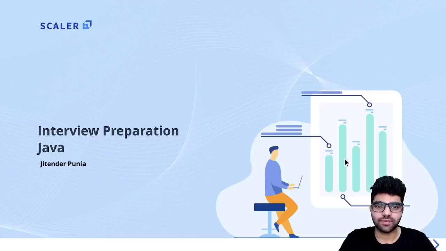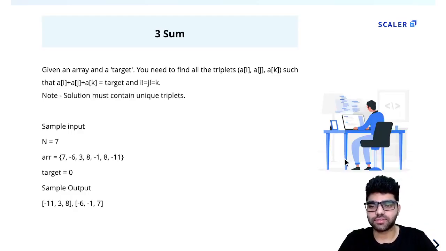Hi everyone. In this video, we are going to discuss the solution of the three-sum problem. Let's try to read the statement first. We are given an array and a target. We need to find all the triplets such that their sum is equal to the target, and the indices of the triplet must be different. Also, the solution must contain unique triplets.